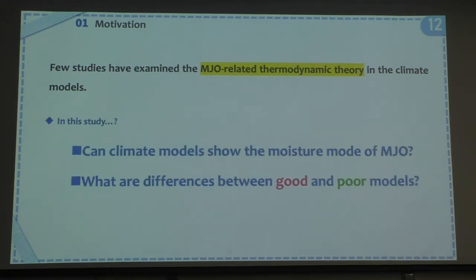So in this study, we want to know whether the climate models can show us the moisture mode of the MJO. And then we can compare the good and the poor model simulations to know what happened.